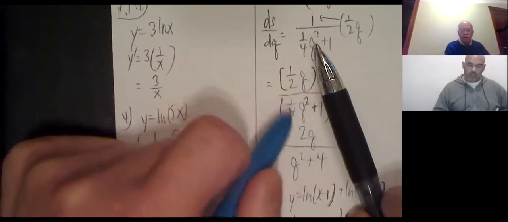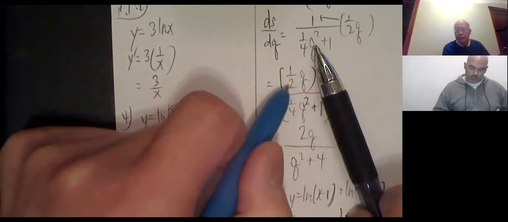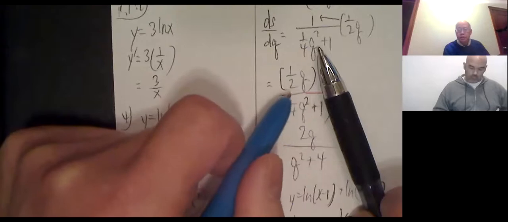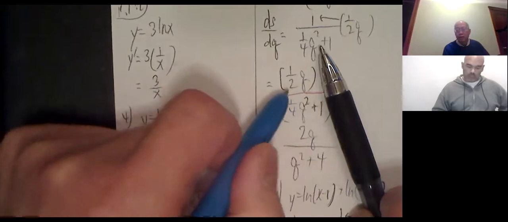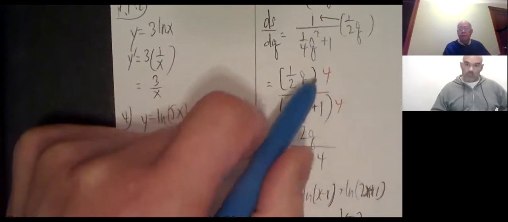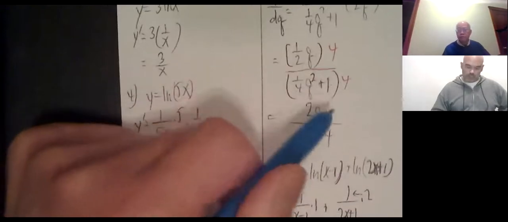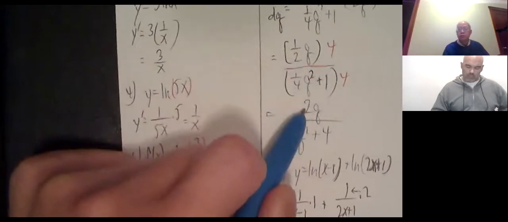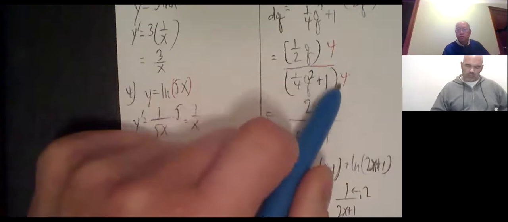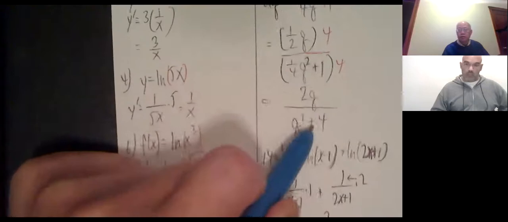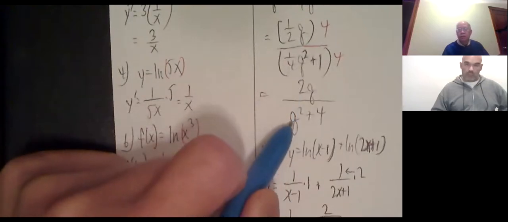Technically, that's correct, but you shouldn't leave your answer like that. That just looks too weird to have a fraction on top of another fraction. This is sometimes called a complex fraction. You don't have to write that down, but you may have heard of a complex fraction when you have a fraction inside a fraction. So get rid of that 2 and the 4 by multiplying top and bottom by 4. Makes it look nicer. So 4 times 1/2 q is 2q. 4 times 1/4 is 1. So q squared plus 1 times 4 is 4. So final answer, 2q divided by q squared plus 4.